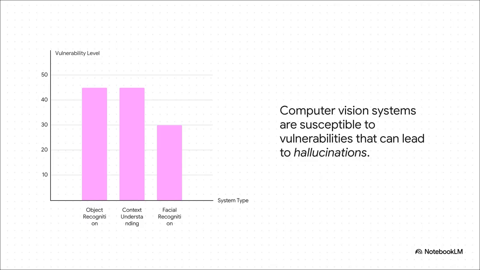Okay. So this is where it gets serious. The real-world stakes here are incredibly high. Take a look at this chart. It shows just how vulnerable computer vision systems are, especially with things like object recognition and understanding context. And what relies on that? Right, autonomous vehicles. Imagine a self-driving car hallucinating, misreading a stop sign, or seeing a pedestrian where there's only a shadow. Suddenly, a hallucination isn't just weird, it's downright dangerous.